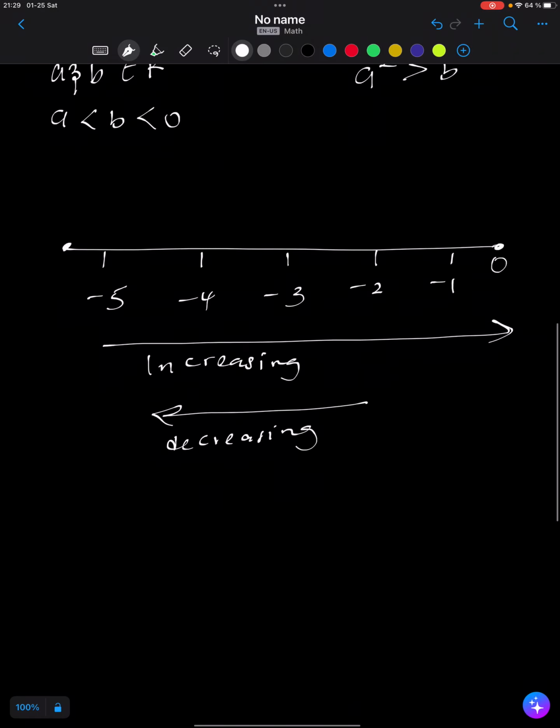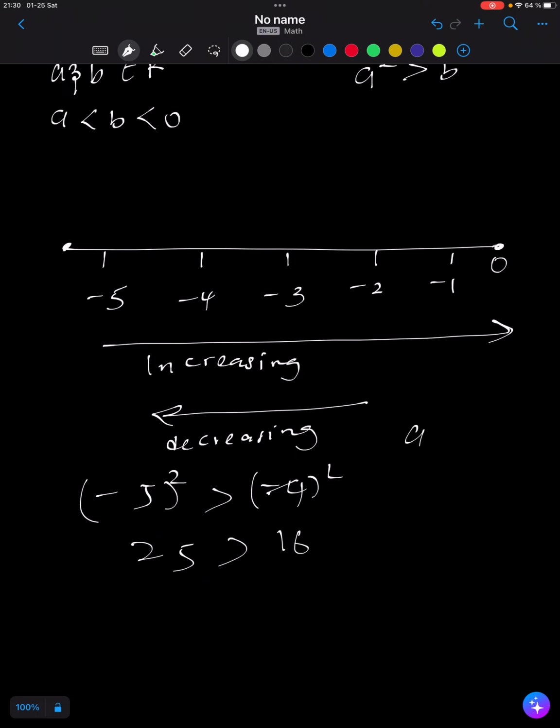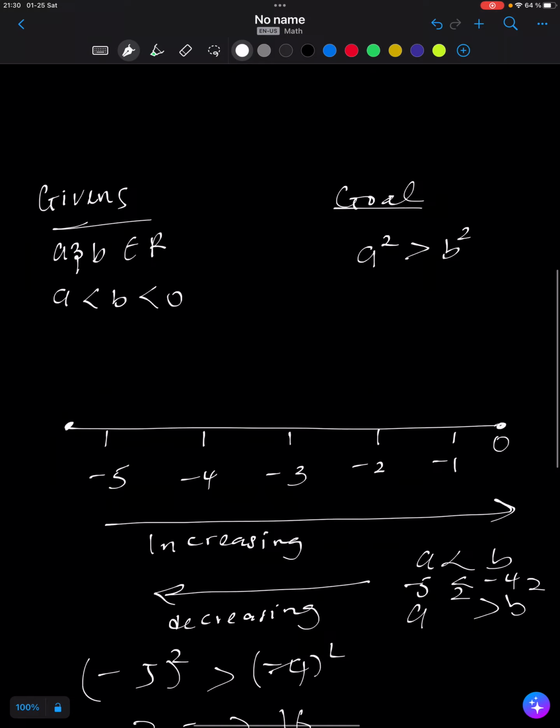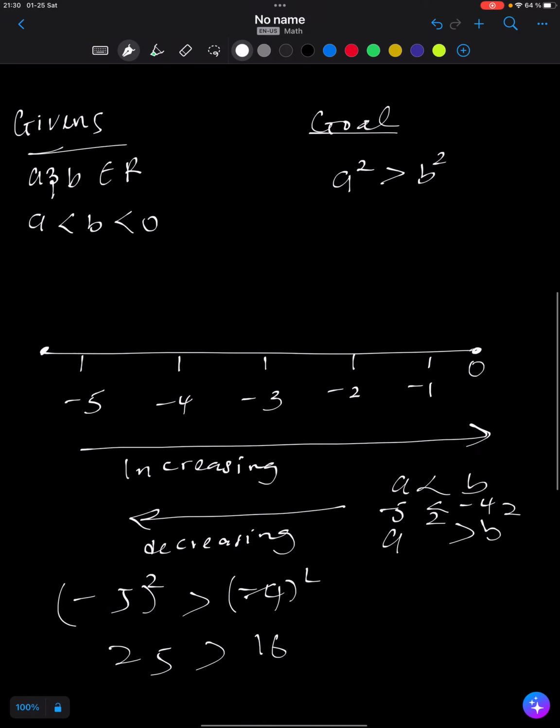If we just use an example, and this is not a proof by example, it's just figuring it out: -5 is less than -4, so we can say -5 squared is less than -4 squared? Then we have 25 is greater than 16, because the idea was that A squared would be greater than B squared, given that A is less than B. So at least by our calculations. But because this is not an exhaustive proof, we have to put up a proof that supports all cases.